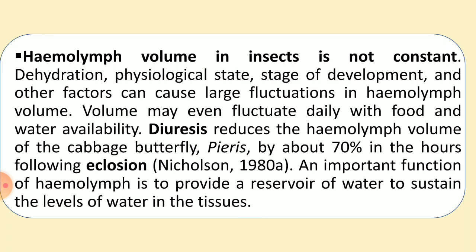Okay, so an important function of hemolymph is to provide a reservoir of water to sustain the levels of water in the tissue. So, hemolymph volume in insect is not constant. It depends upon dehydration, physiological stage of development, and other factors which cause changes in the hemolymph volume.